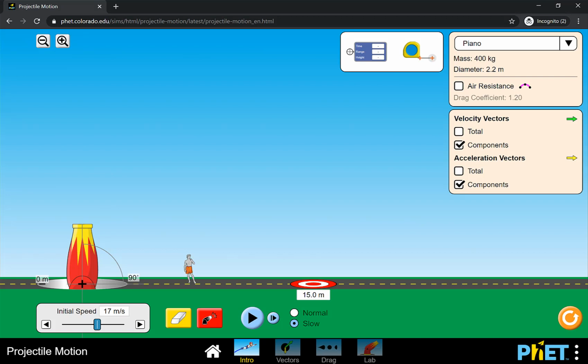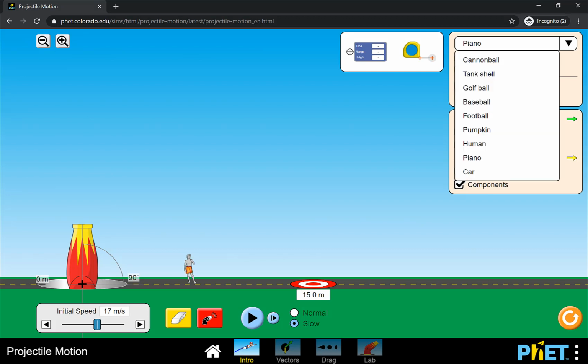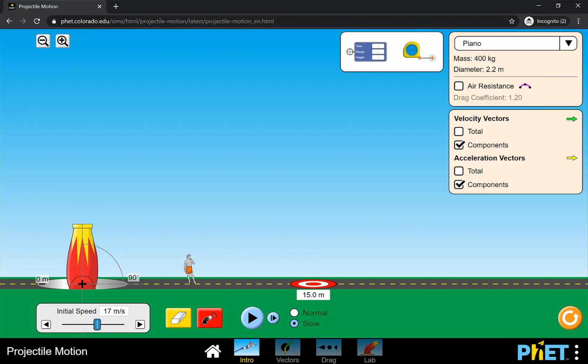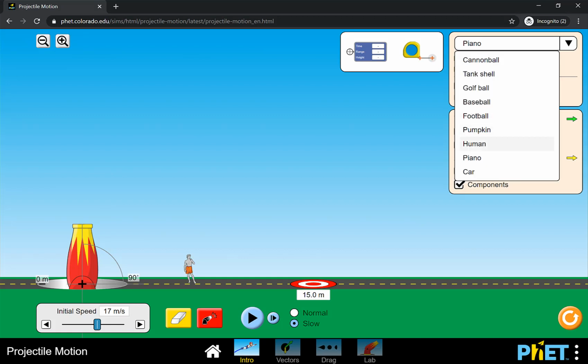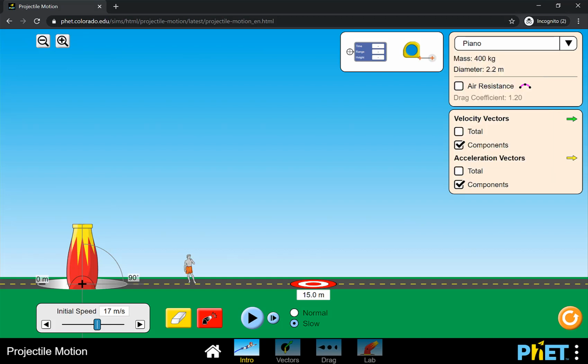I decided to throw a piano. You could throw all these other things. In fact, you can do it yourself. But I chose piano because the center of gravity is smack in the middle. It's easier to see it as opposed to a human or a car. They throw it in some really weird way, which I don't like.